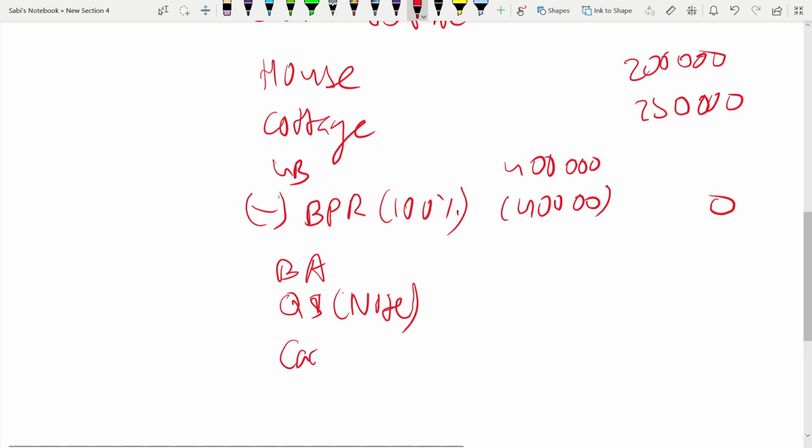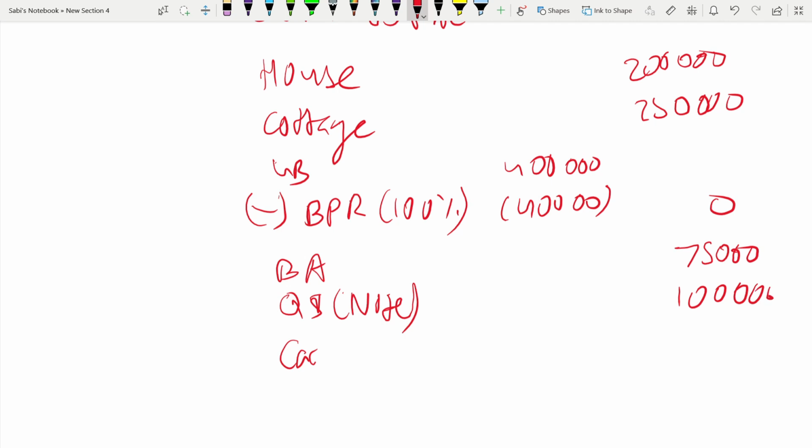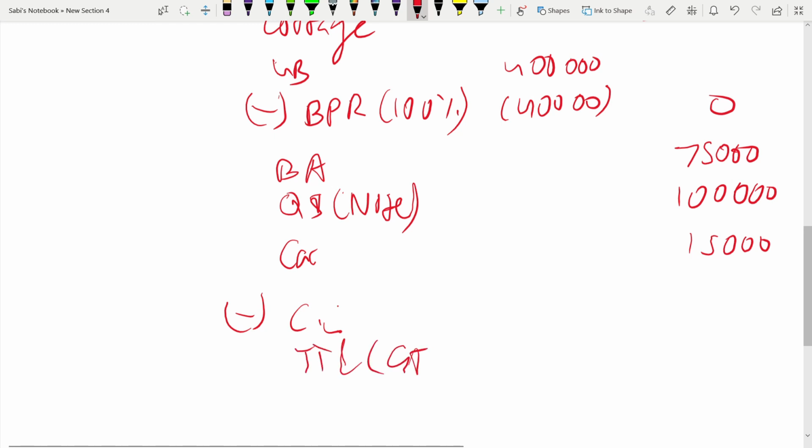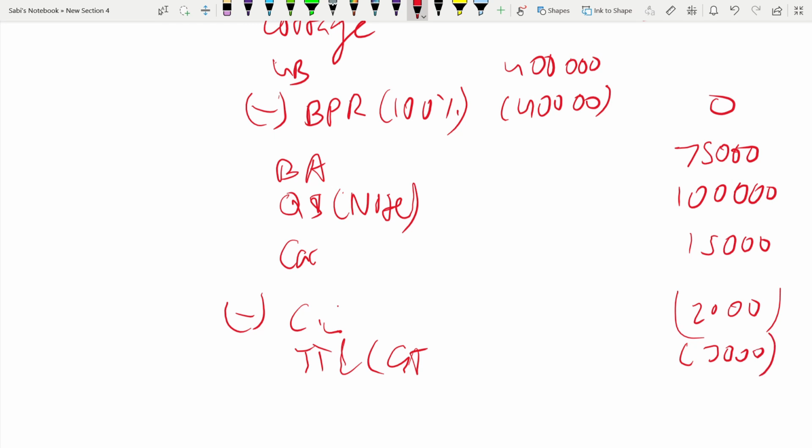Okay. So 75,000 is the bank account. 100,000 is the quoted share. Then 15,000 is the car. Then we are done with the assets. Now we'll deduct the expenses. Credit card, income tax and CGT. It was 2,000. This you can deduct outside because they are expenses, and 3,000. Then you are left with 635,000.